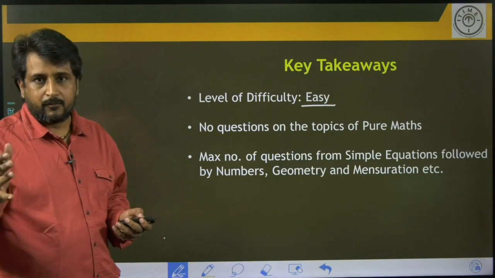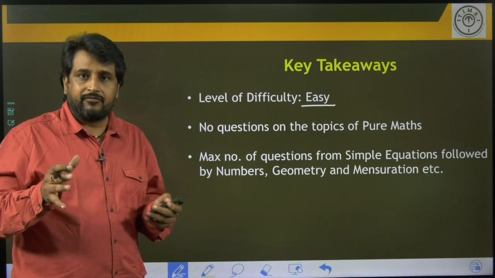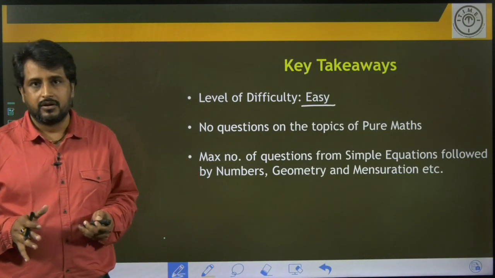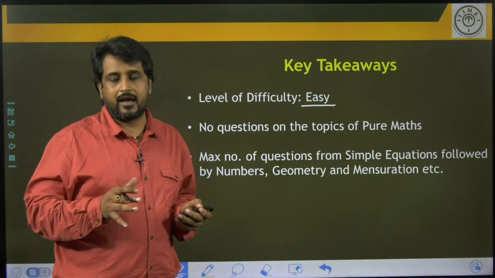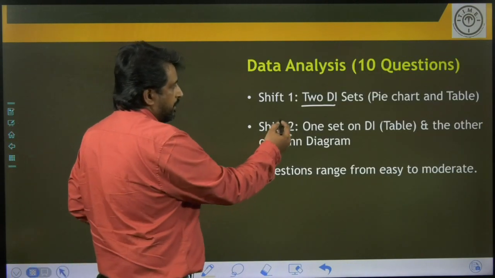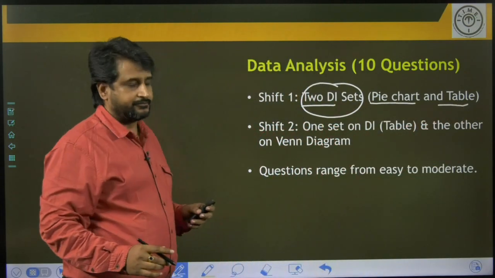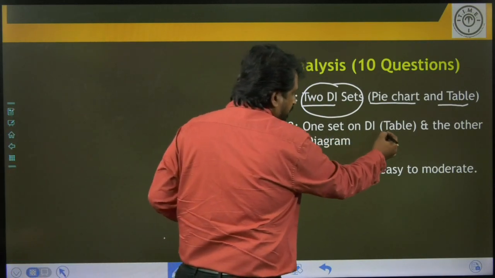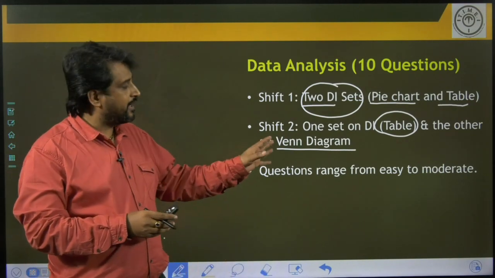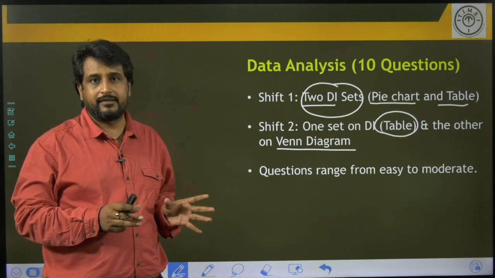Now let us move to the problem solving section. There we have 55 questions, and of these, 10 questions in each slot, slot 1 and slot 2, are from the data interpretation and analysis area. In slot 1, 2 DI sets were given, one from a pie chart and another from a tabular graph. In shift 2, one set was on a tabular graph and the second on Venn diagrams. Here again Venn diagrams are given, a very easy set, though they gave it with 3 variables.